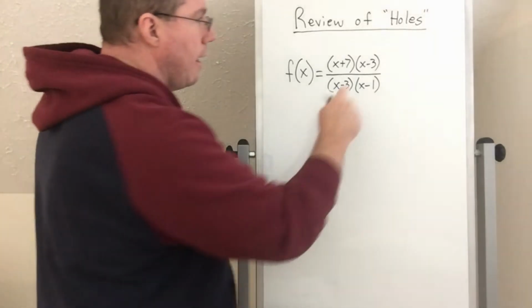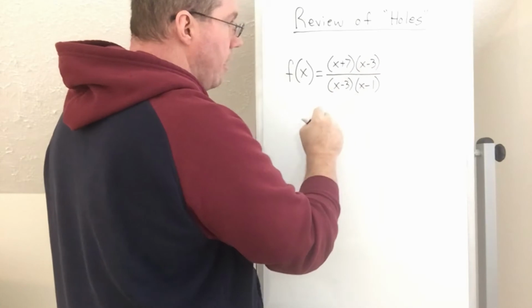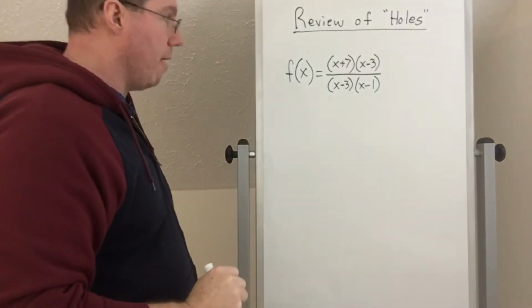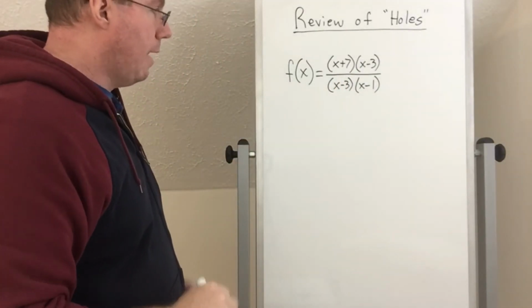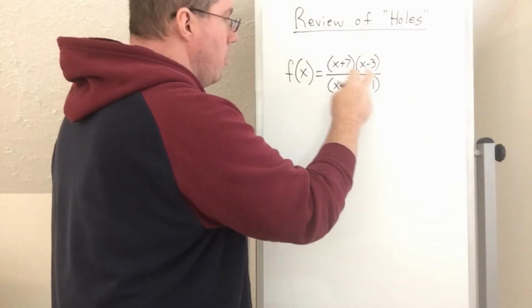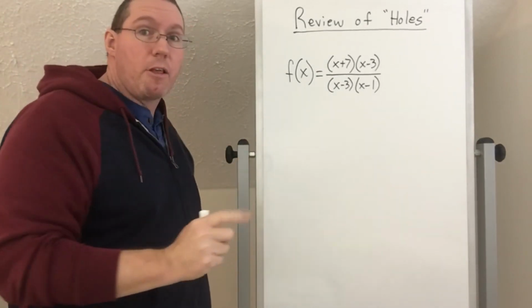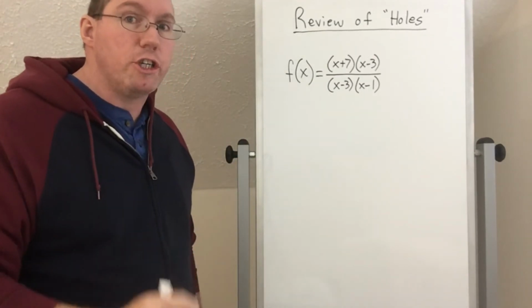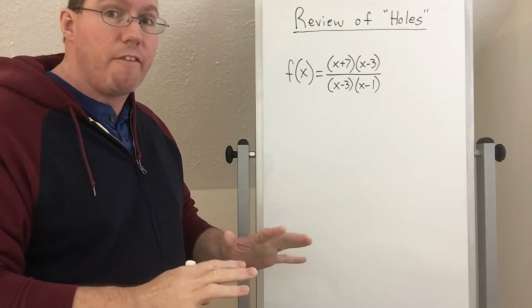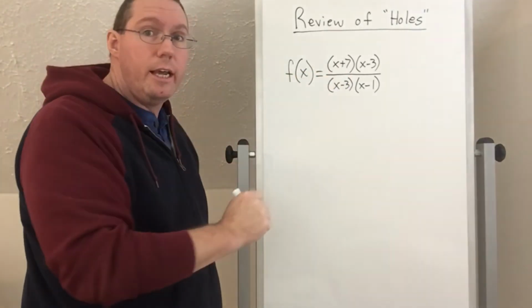And that is we can cancel out this binomial x minus 3, because the numerator has an x minus 3 and the denominator has an x minus 3, okay? Now, if we were to cancel those, we would end up with x plus 7 over x minus 1. But x plus 7 over x minus 1 is not the exact same function. It looks the same on a graph, and in all other ways, it's identical to this function here.